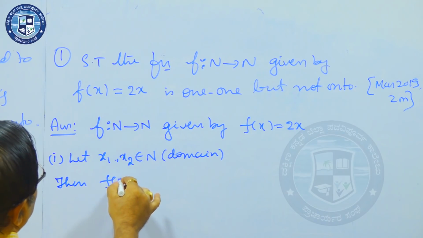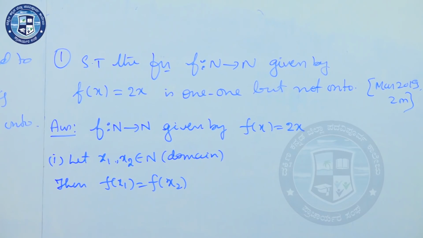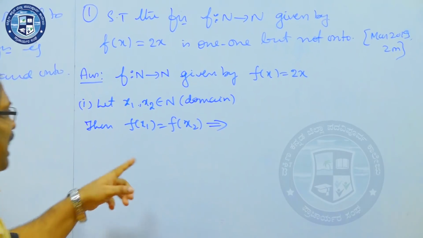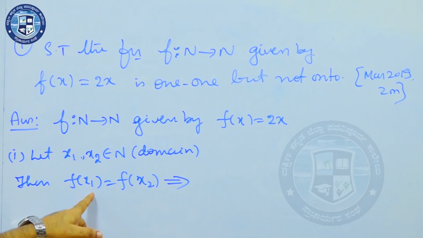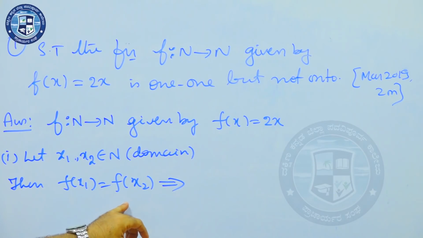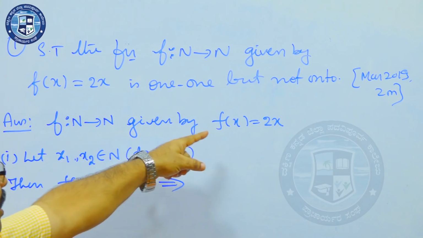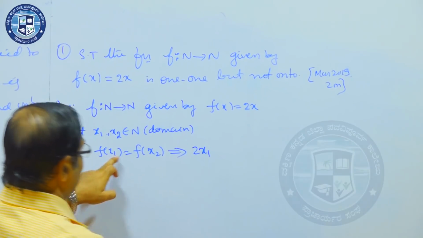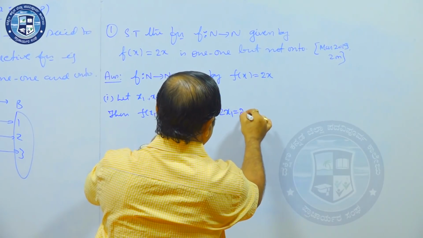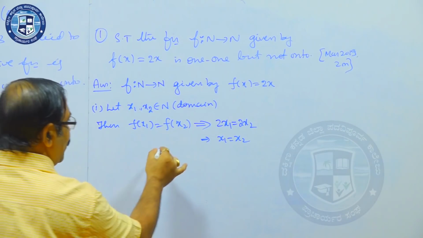Then let us write f of x1 equal to f of x2. What does it imply? It must imply that x1 is equal to x2. That is the definition of one-to-one: f of x1 equal to f of x2 means x1 is equal to x2. Now read the problem. What is f of x? 2x. So what is f of x1? 2x1. What is f of x2? 2x2. This implies x1 is equal to x2.